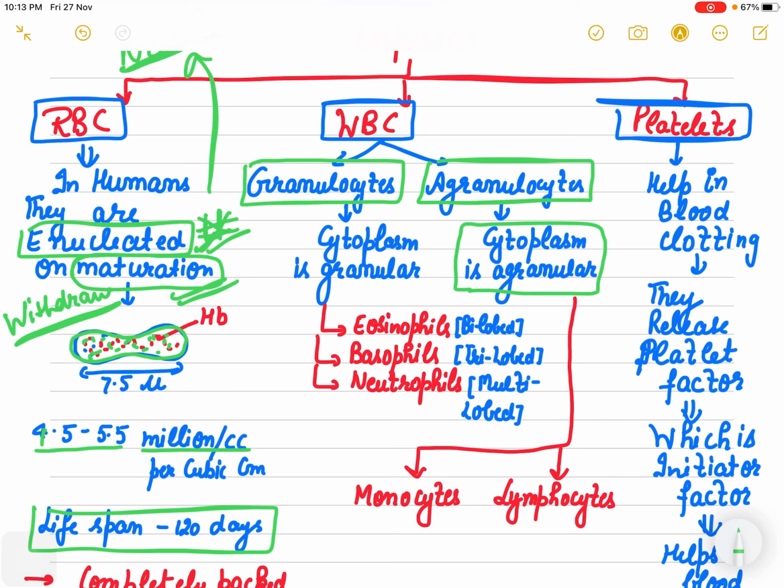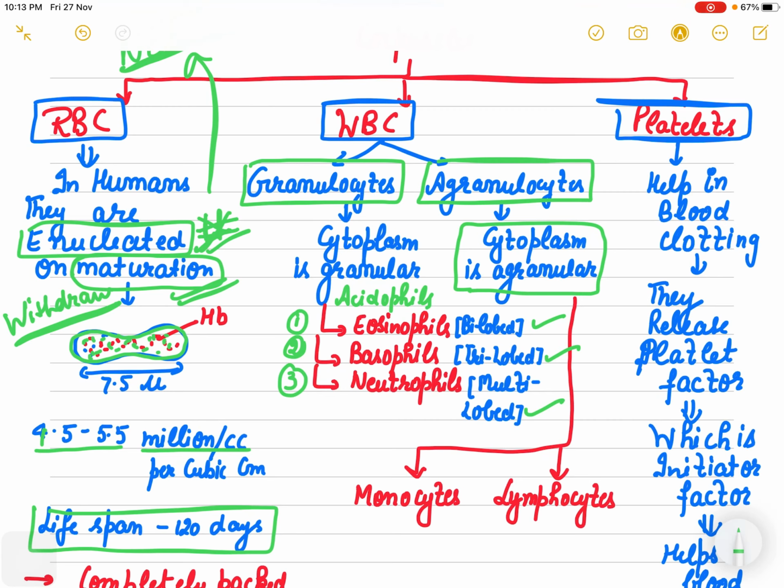Then these granulocytes are further of three types: eosinophils, which you know by the name also acidophils, right? And then there are basophils, and finally neutrophils. Eosinophils or acidophils have a bilobed nucleus. Basophils have a trilobed nucleus, and neutrophils have a multilobed nucleus.